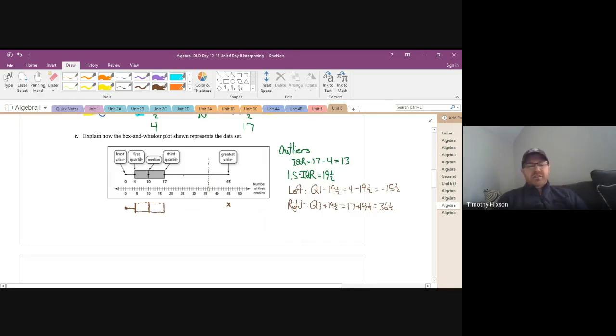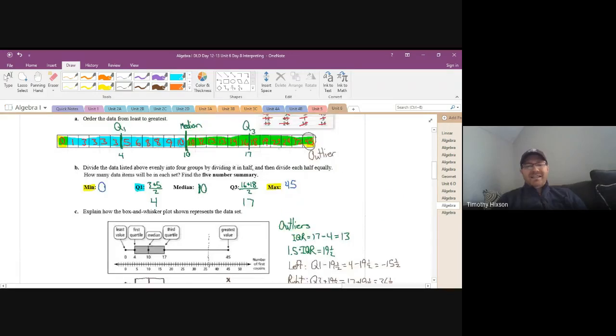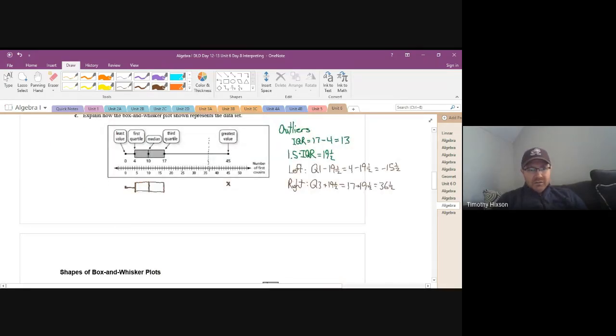So now what do I do with this top whisker? One common mistake is people say, oh, the fence was at 36.5, so I'm going to make the whisker go all the way to there. That's not what we do. Okay, I look back at my data, and the highest value that is not an outlier is this 32. Okay, so I'm going to find 32. There's 25, there's 30, 31, 32. And I'm going to draw my whisker, and I'll just label it so we remember. I'm going to draw my whisker out to 32.